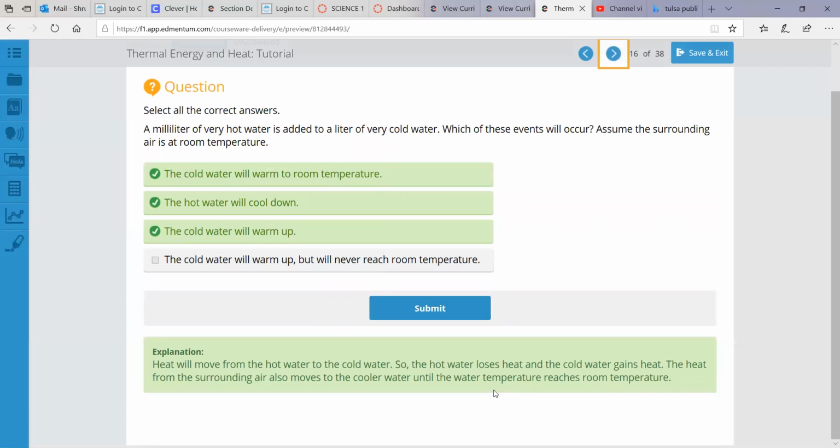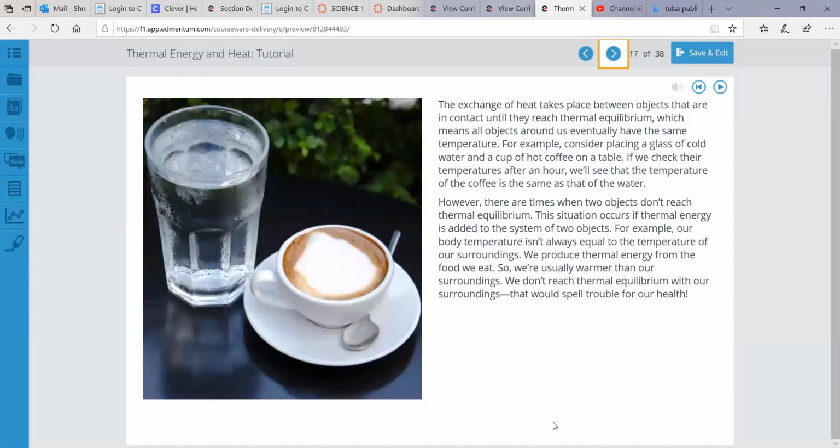The hot water is losing energy and cold water is gaining energy. So heat is transferring from hot to cold. And the energy from the surrounding air also moves to the cooler water. But this exchange of heat continues until thermal equilibrium.